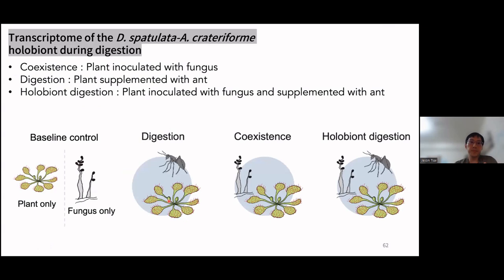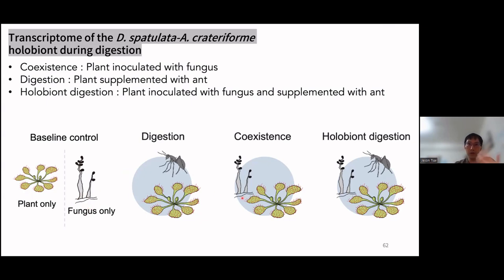In the final setup, we aimed to investigate the transcription dynamics of the Drosera and Aquodontium holobiont under various conditions related to digestion. We designed 3 experimental scenarios in addition to the baseline control, just the plant only or the fungus only, in an attempt to dissect the molecular dialogue between the plant and fungus during prey digestion, and really uncover how this partnership enhances the overall digestion process.